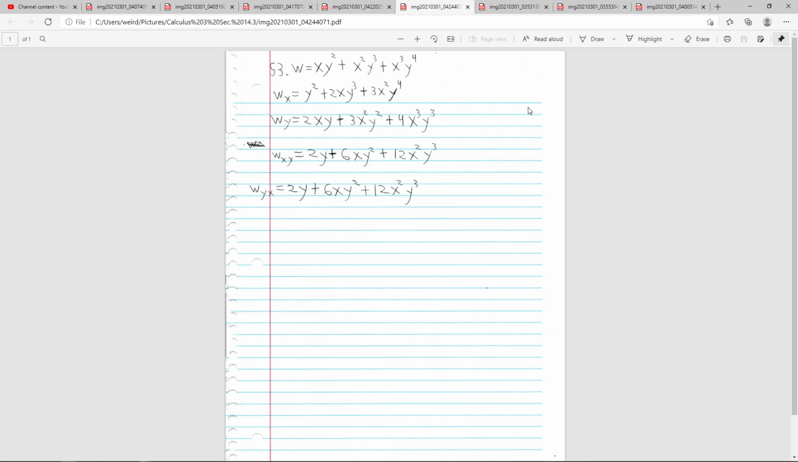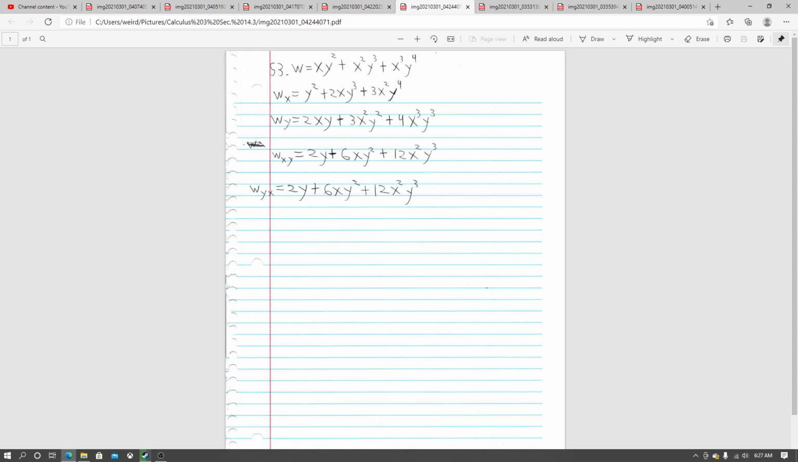That's how that one works. And then finally this one, w equals xy squared plus x squared y cubed plus x cubed y fourth. I think you can understand. But yeah, that's it for this. In general though, the mixed partial derivative theorem holds for this kind of course. You don't have to worry about them.